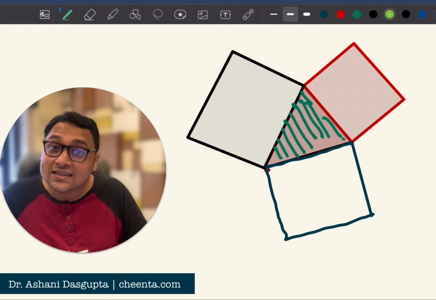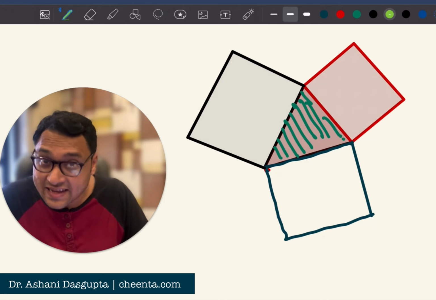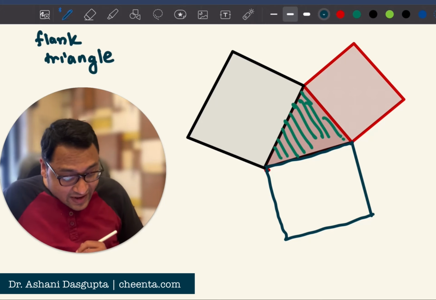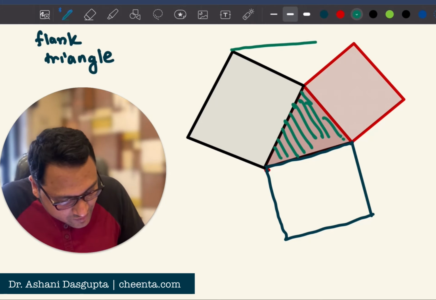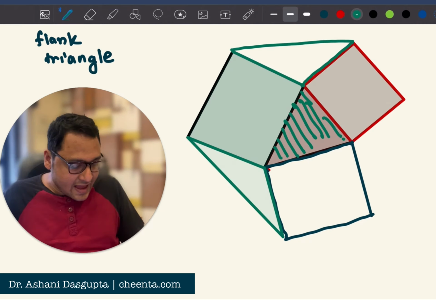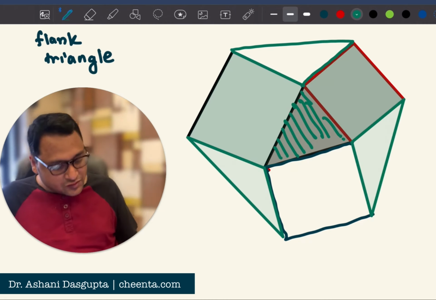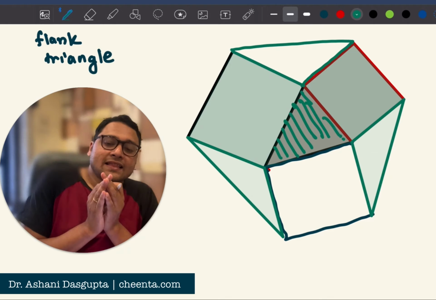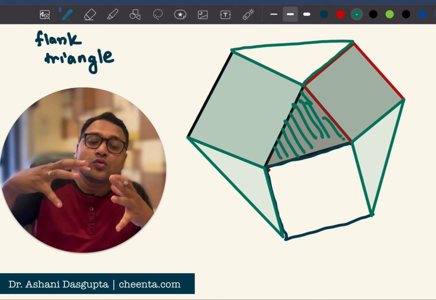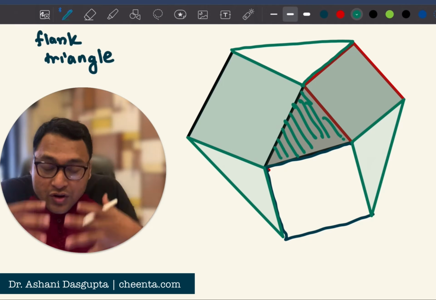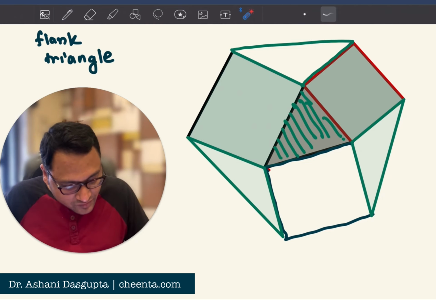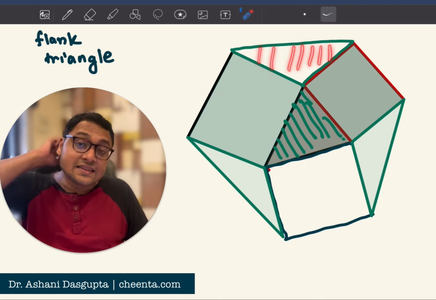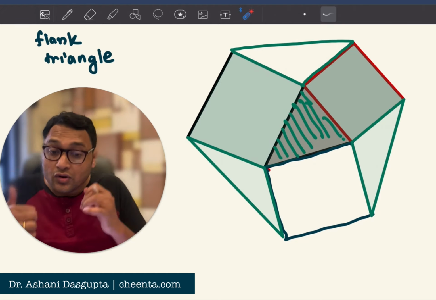So let's see what this flank triangle property is. Flank triangle. So let me write that. So what are the flank triangles? It's very simple. I'll draw them in green. Here is a flank triangle. And we have here a flank triangle. So we have three flank triangles given the Vecten configuration. And we can show that these flank triangles are equal in area with the original triangle. Original triangle is the triangle in the middle. This one. This triangle. So each of the flank triangles is equal in area with the original triangle.